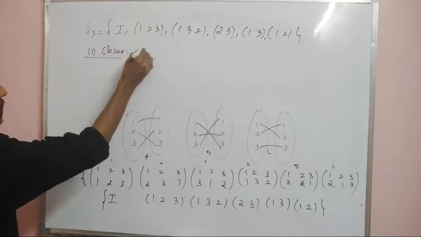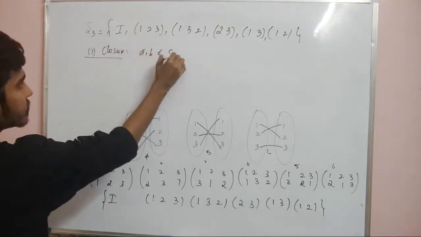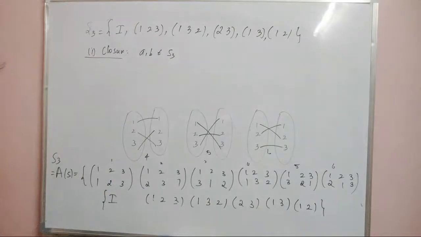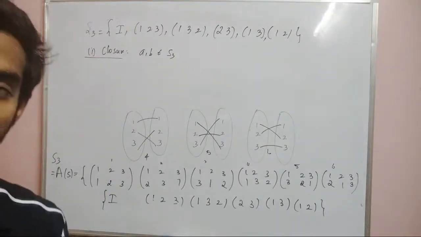You just take any 2 permutations in S3 and find the multiplication.